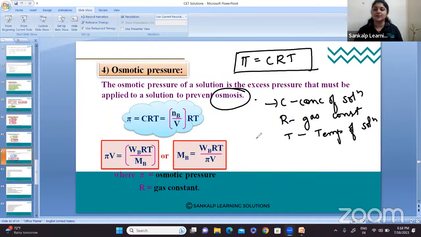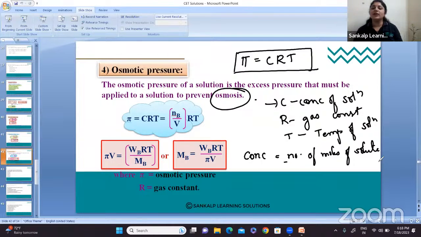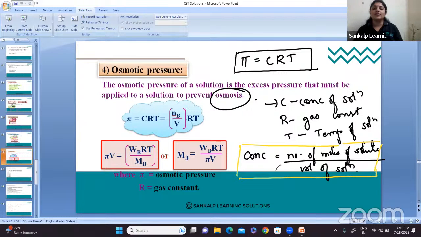Now, what do you mean by concentration? Concentration is nothing but the number of moles of solute divided by volume of solution. So the concentration is expressed as number of moles of solute divided by volume of solution. Now how do I write this? Concentration is equal to number of moles of solute, NB, divided by volume V.